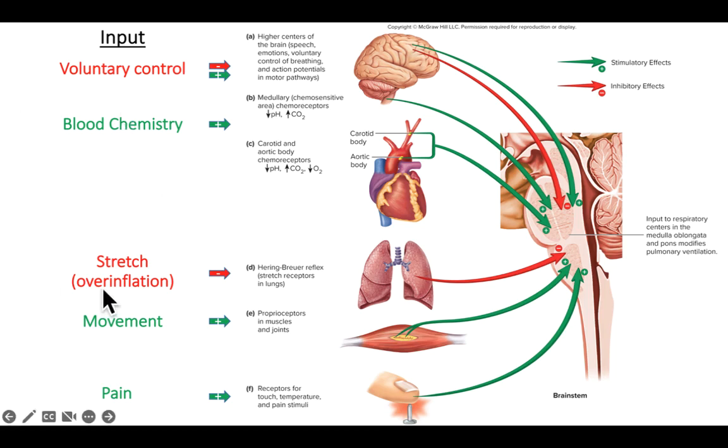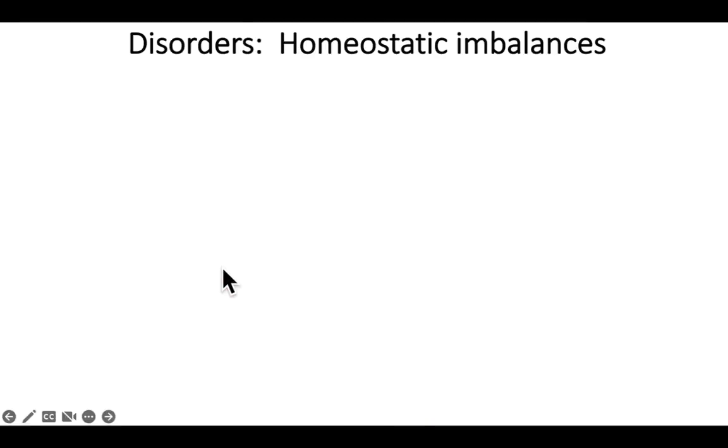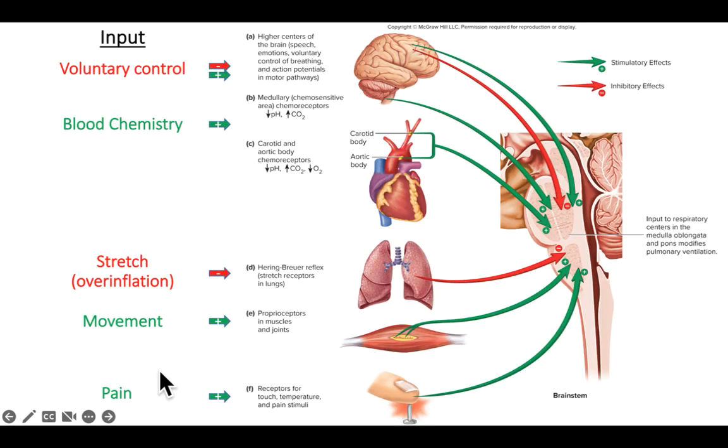You also have a reflex that inhibits breathing. And this is known as the Hering-Breuer reflex. It's basically a stretch reflex. So if lungs stretch too much, they can get damaged. What this does is it prevents overinflation and stretching of the lungs. So if the lungs stretch a little too much, it'll actually trigger a reflex and cause you to slow your breathing.